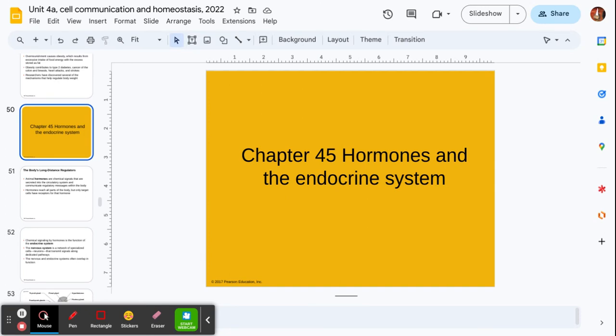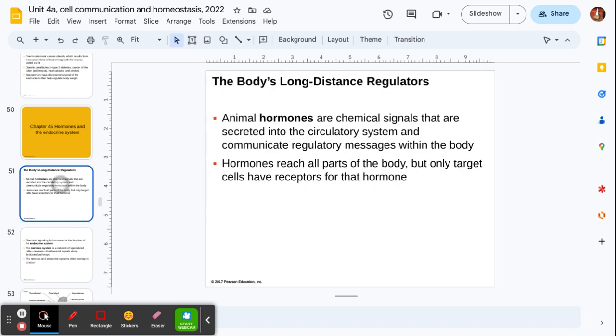This next portion of Unit 4A is going to be on communication and how cell communication and communication between cells can result in maintenance of homeostasis. So we're going to talk about some communication devices that our body uses, and then we're going to focus on one in particular.